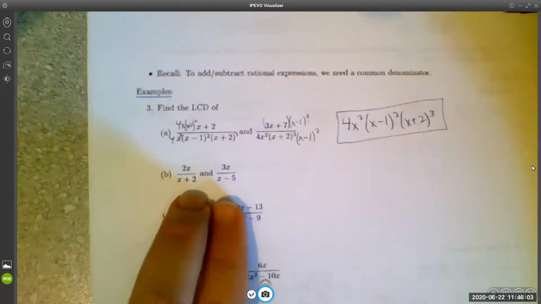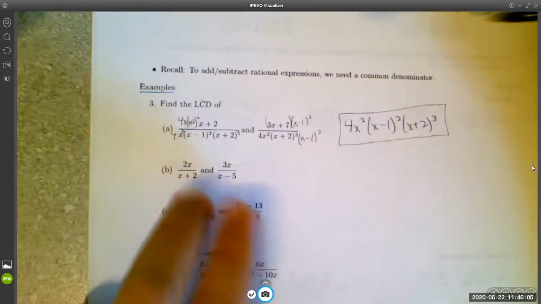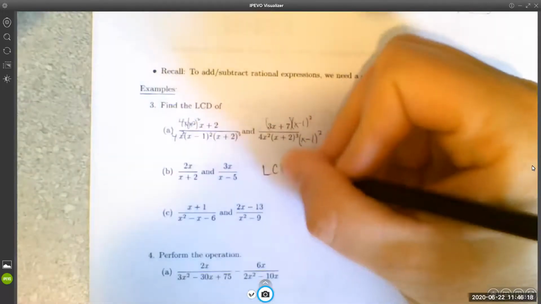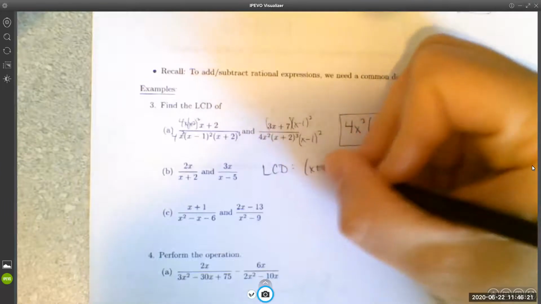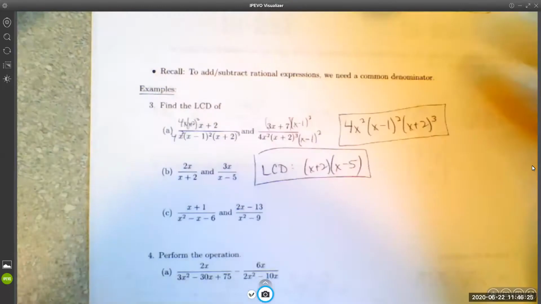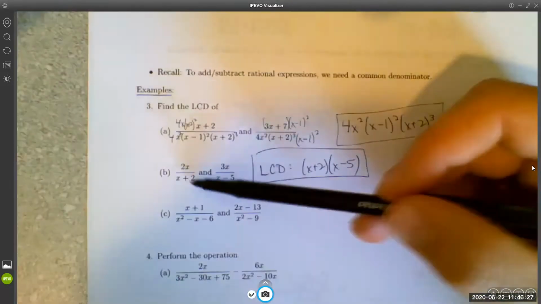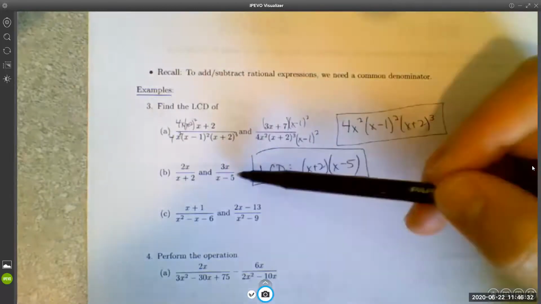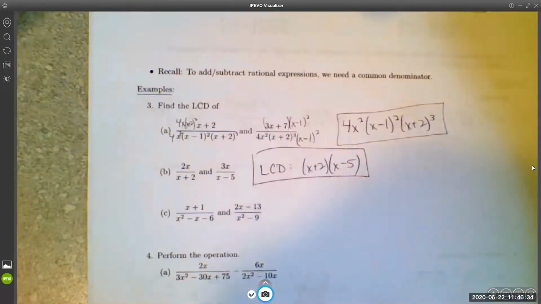Second one's a little easier. What you have to do is factor these things, but the denominators in part B are already factored, and they don't have any factors in common. So the LCD is just going to be the product of those two factors, right? And that's all there is to that, right? You force this one to be the LCD by multiplying by x minus 5. And you force this one to be the LCD by multiplying by x plus 2. And that's all there is to it.